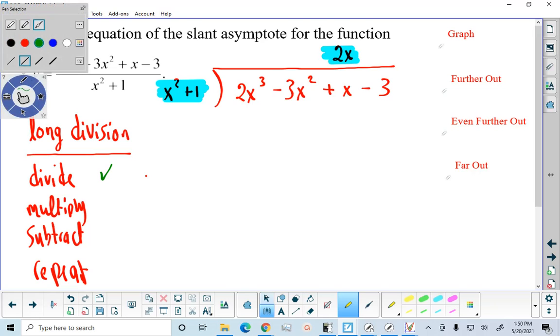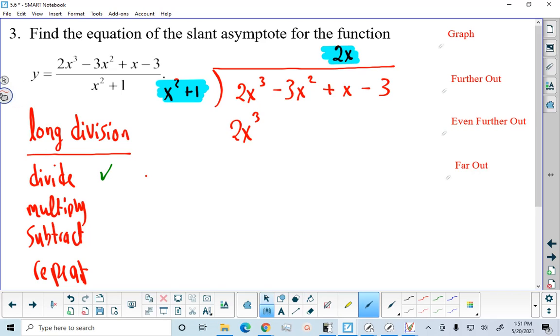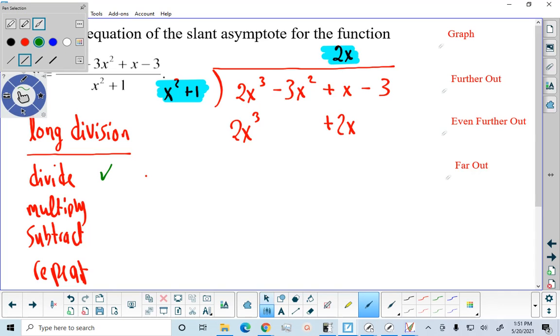So what will that do? That will give us 2x times x squared is 2x cubed, which you have to get. If you don't get the same thing that you were dividing into, then you did it wrong. And then 2x times 1 is 2x, so I have to write that over here with the x's. And now what we have done is the second step. We've multiplied.